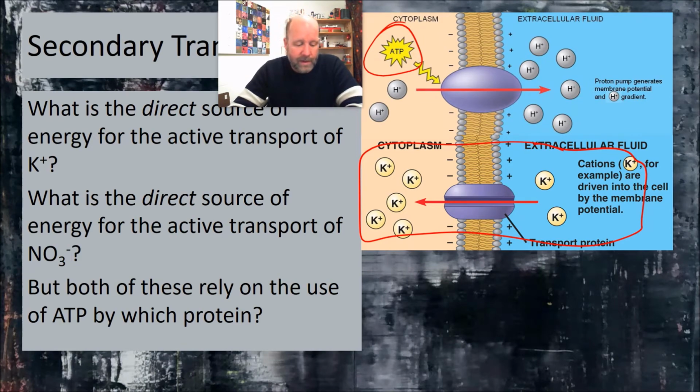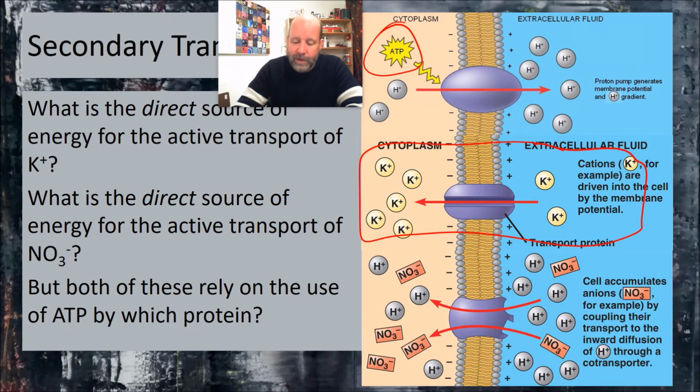The direct source of the transport of the nitrate is, again, this hydrogen ion concentration. So it's that movement, that gradient of hydrogen ions that powers that nitrate movement. So that's the direct source of energy. The indirect source, again, is that ATP used to generate the gradient in the first place.